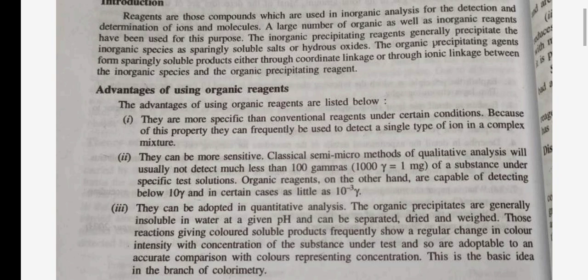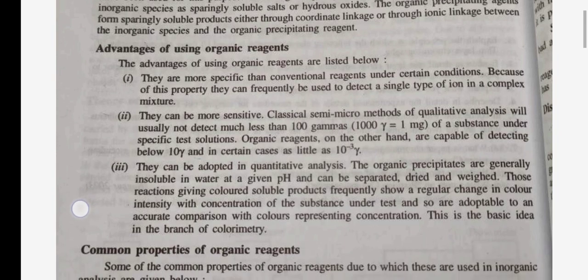Classical semi-micro methods of qualitative analysis will usually not detect much less than 100 gammas of a substance under a specific test solution. Organic reagents, on the other hand, are capable of detecting below 10 gammas and in certain cases as little as 10 to the power minus 3 gammas.